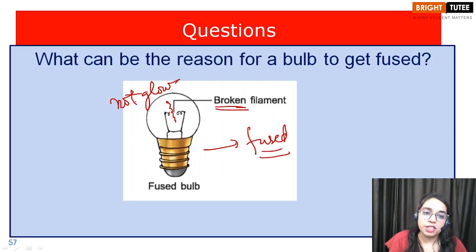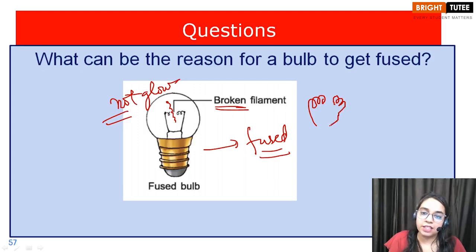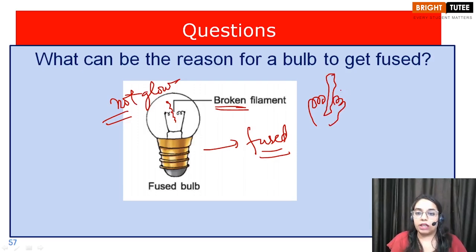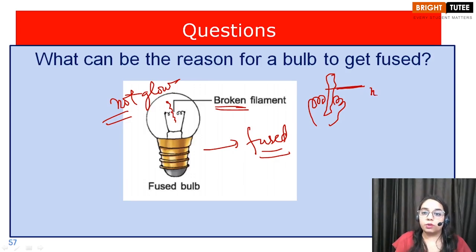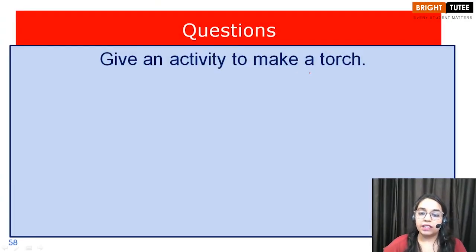Why children? Because the path of electric circuit is broken by the filament, right? There is a break in the path of the current, and therefore it will not glow. Therefore the bulb will not glow. So let's move to the next question children. Give an activity to make a torch.